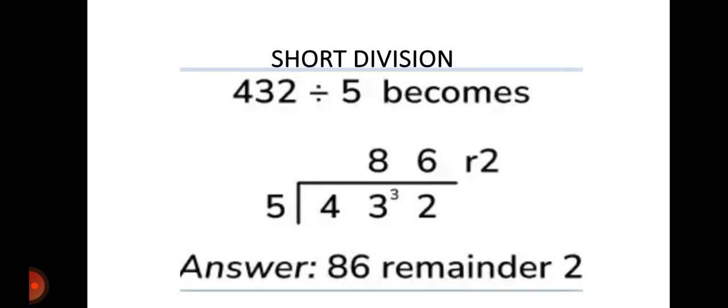In decimal fraction, we say it is 86.2. Then in mixed fraction, we say it is 86 whole number 2 all over 5. So 432 divided by 5 gives us 86 remainder 2.